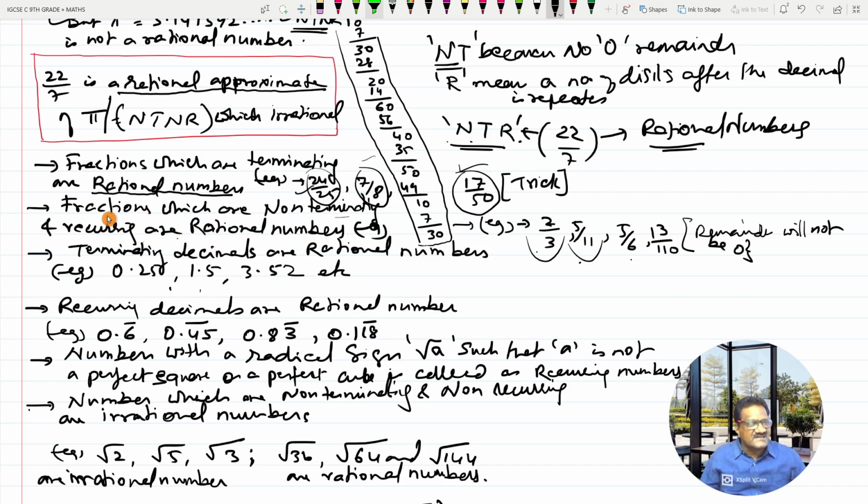So let us try one. Fractions which are non-terminating and recurring. So let us try this 2 upon 3. So if you try to divide this way, 2 upon 3.